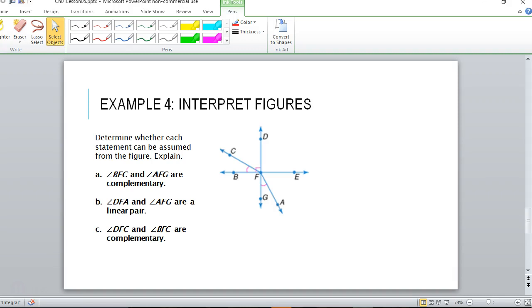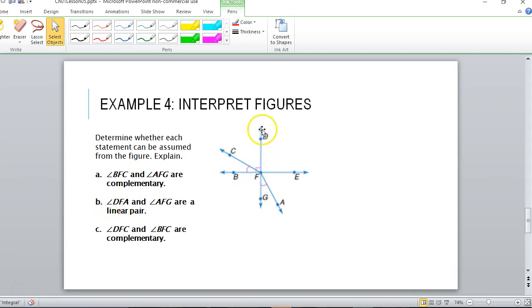Determine whether each statement can be assumed from the figure and explain. So from the figure, BFC and AFG are complementary. No, we do not know that. They are congruent, but that's all we know. We don't know a measure. We would need to know a measure, like it would have to be 45 degrees for those to be complementary, because they have to add to be 90.